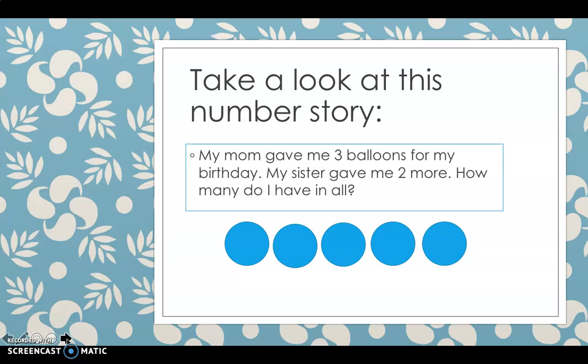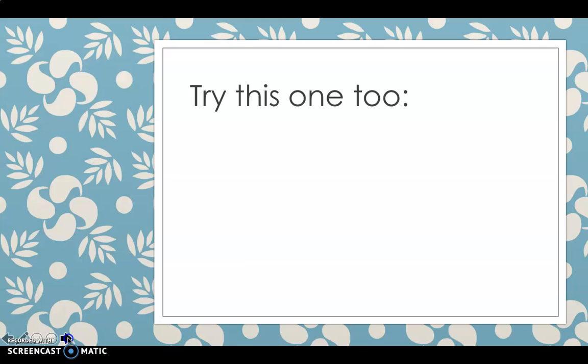So let's take a look at that number sentence. We started out with 3 balloons from Mom. Then we're going to add, there's our plus sign. And we're adding the 2 balloons that my sister gave me. So 3 plus 2 equals how many? Well, let's count them. 1, 2, 3, 4, 5. We are going to end up with 5 balloons. This was an addition or a change to more number story. Our beginning number got bigger. It changed to more.